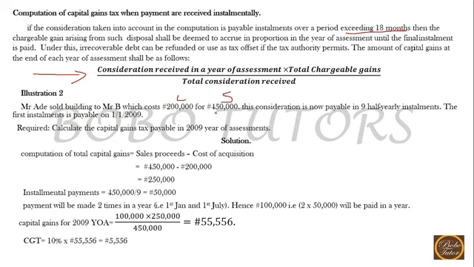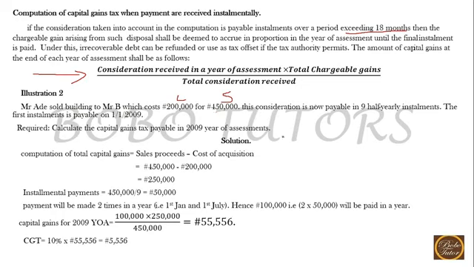But Mr. Ade is not paying this 450,000 instantly. He's paying it 9 times, half yearly. That is 2 times in a year. Definitely, he's going to pay it in 4 years, 4.5 years. Let's say 4.5 years.